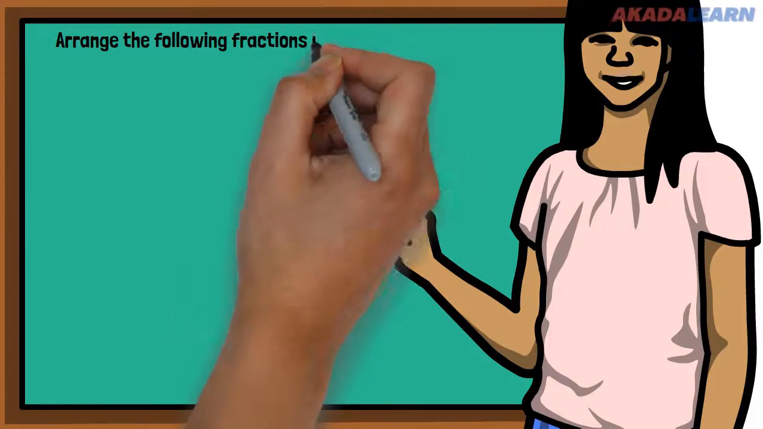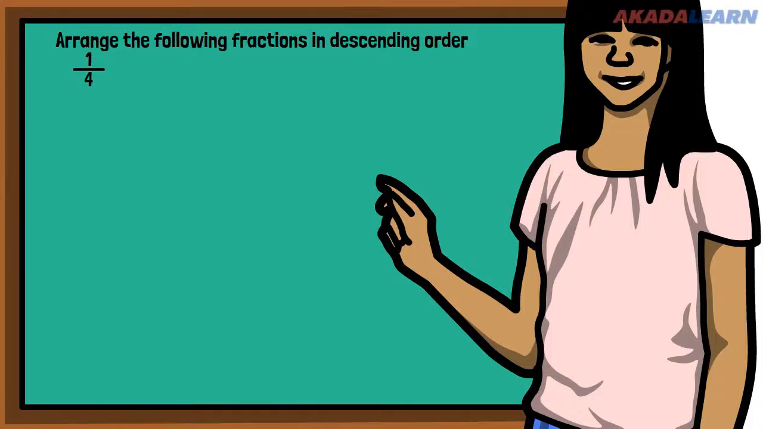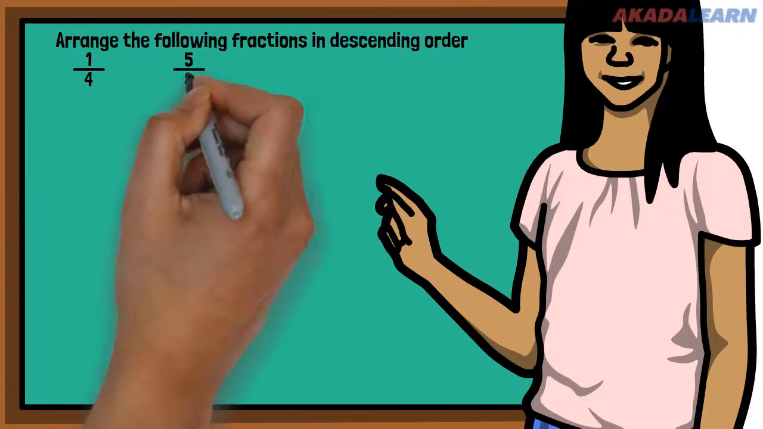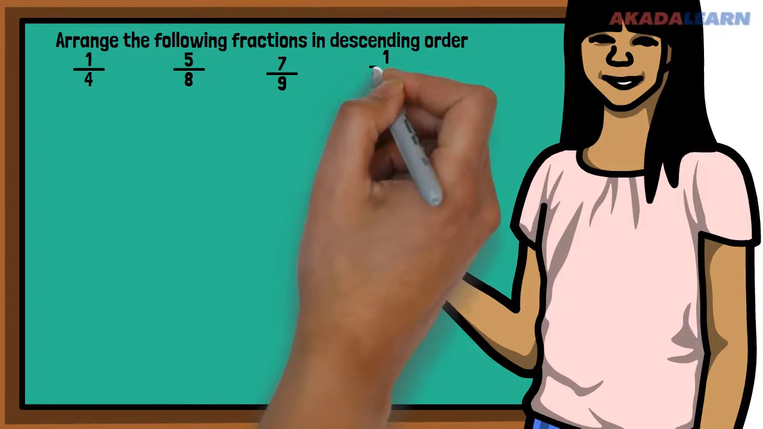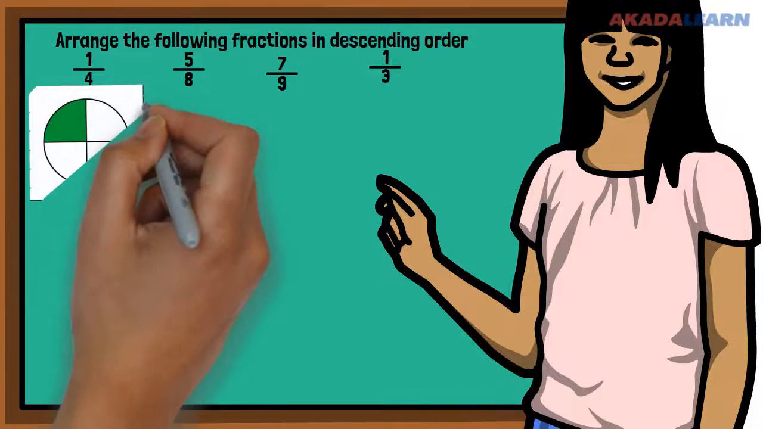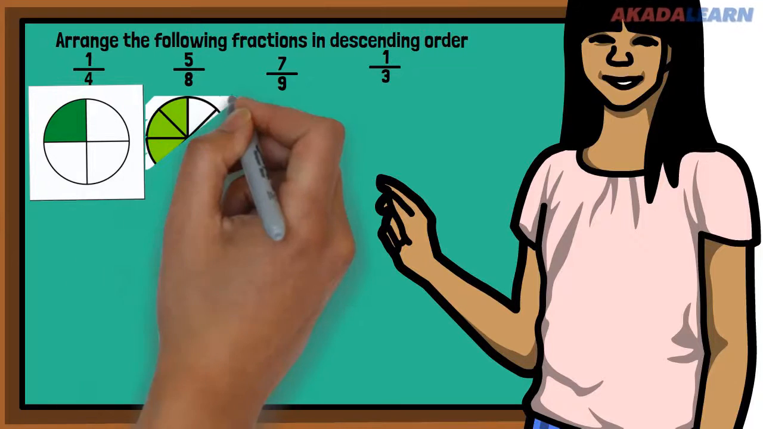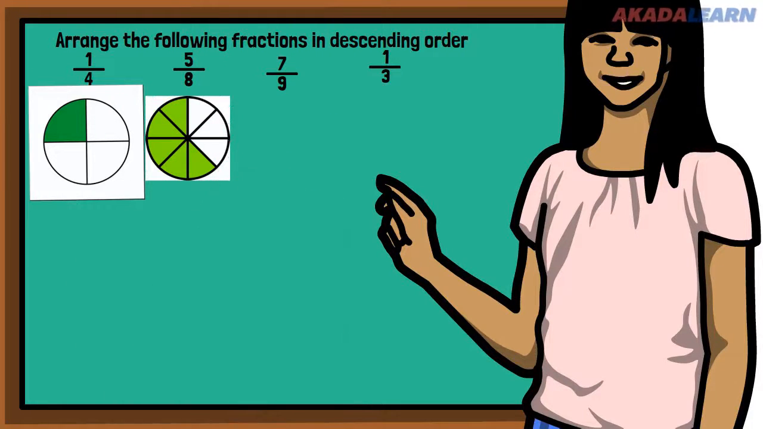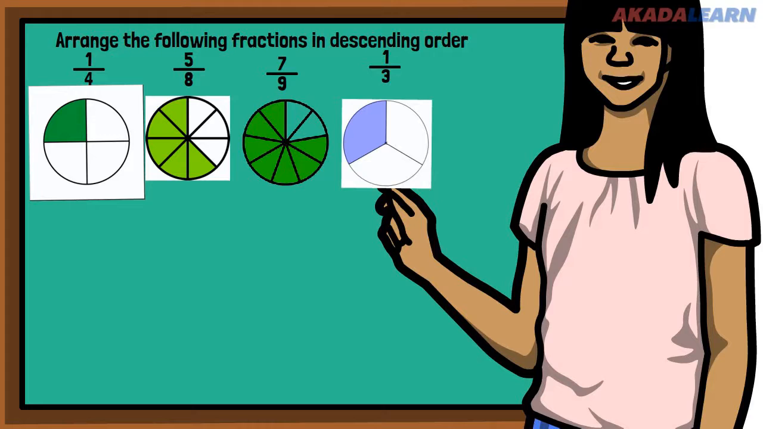Arrange the following fractions in descending order: 1 over 4, 5 over 8, 7 over 9, and finally 1 over 3. So like we did before, that's 1 over 4, 5 over 8, 7 over 9, and 1 over 3. So let's see which one.